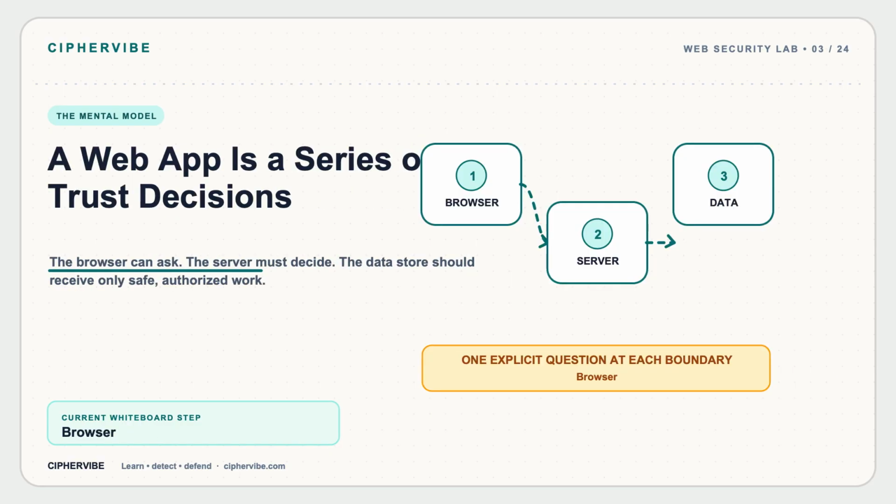Think of the application as a chain of trust decisions. The browser can make a request, but it cannot grant itself permission. The server decides whether an identity may perform an action. The data store receives structured, authorized work. Security gets simpler when every boundary has one explicit question and one default answer: deny until allowed.